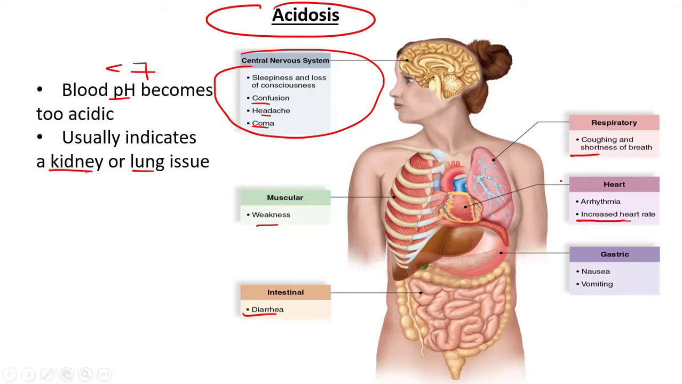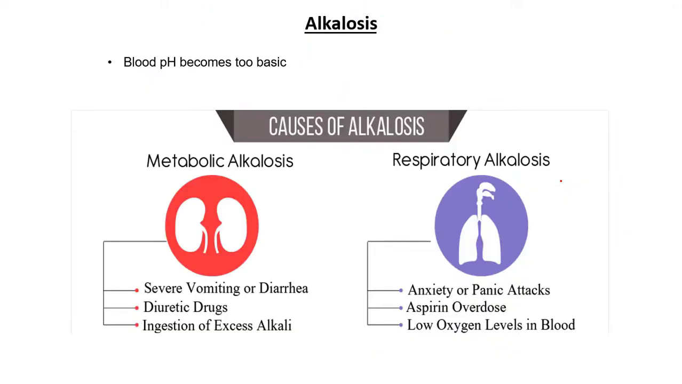On the other end, if the blood pH becomes too high, it can lead to the opposite, alkalosis, which is when the pH of the blood is very basic, or above around 7.6 or higher. Similarly, this is usually caused by some sort of kidney or respiratory problem.